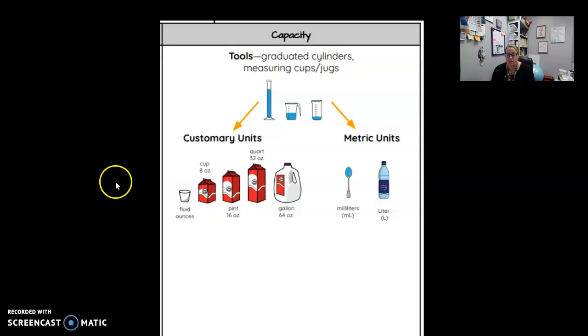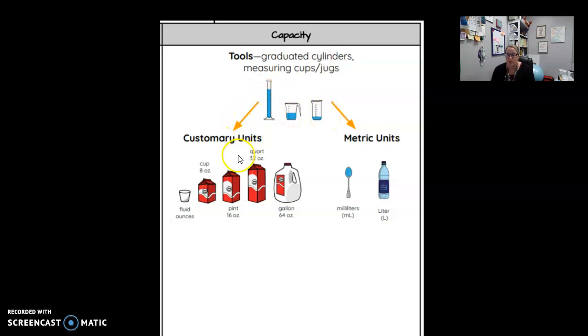Here is our anchor chart for capacity. So the tools that we can use for capacity are graduated cylinders, measuring cups, jugs, any kind of object that is able to hold a liquid. So you should see these from different science lessons that you may have done in the past.